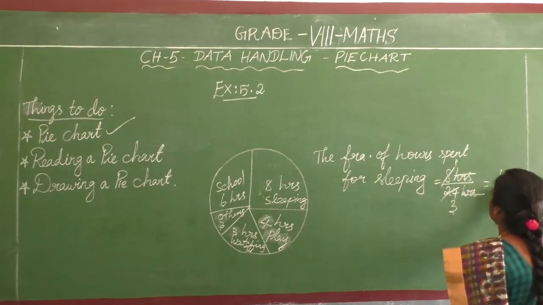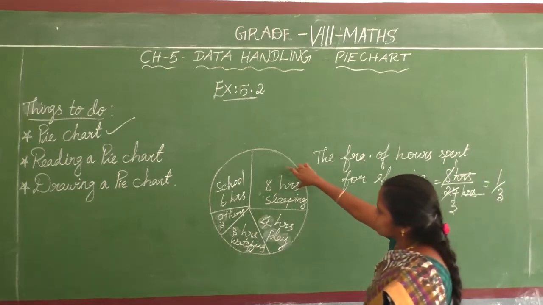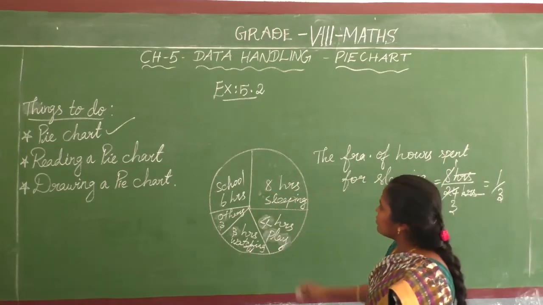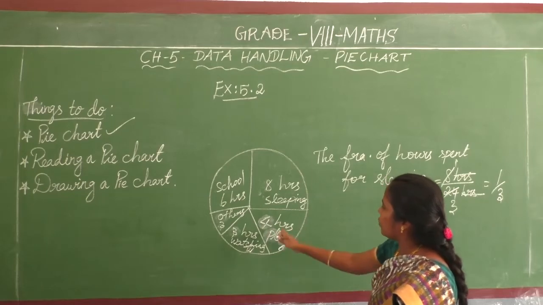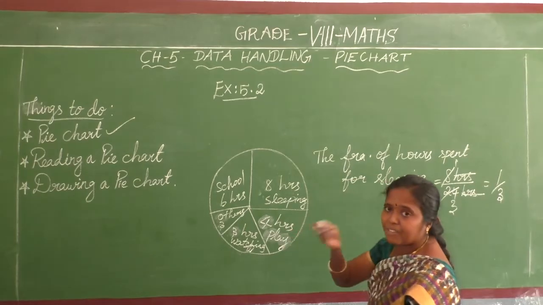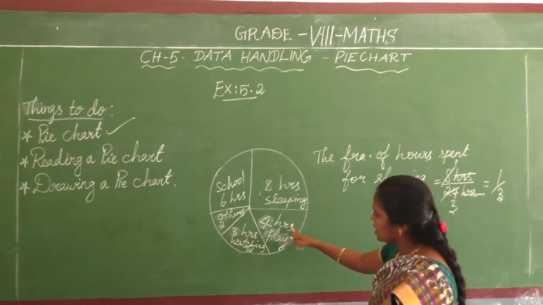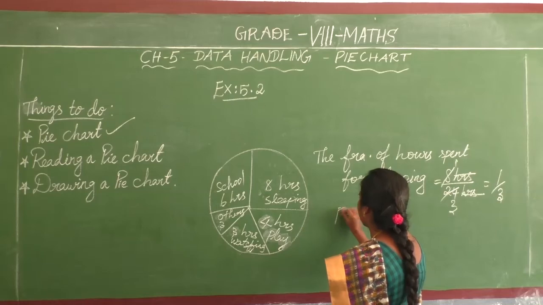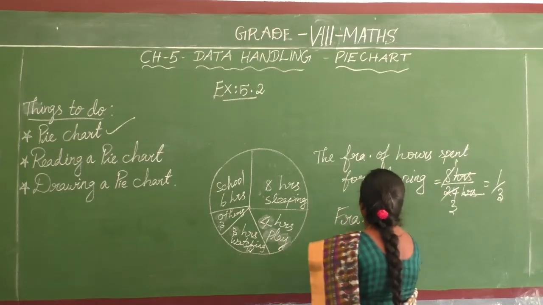So 1/3. So here the sector size is 1/3 of a circle. Clear? For example, one more thing: if you take the time spent by the boy for playing in a day, 4 hours. What is that fraction? The fraction of the hours spent by a child for playing.